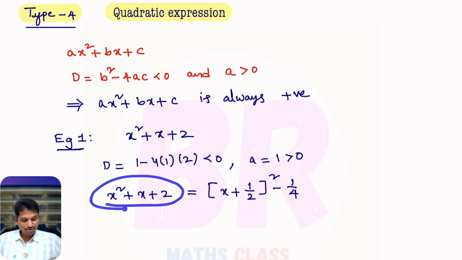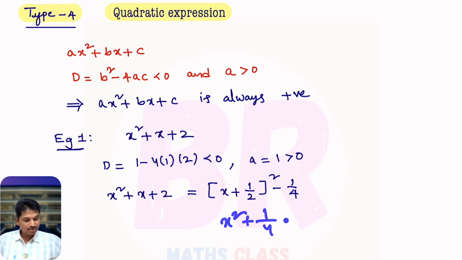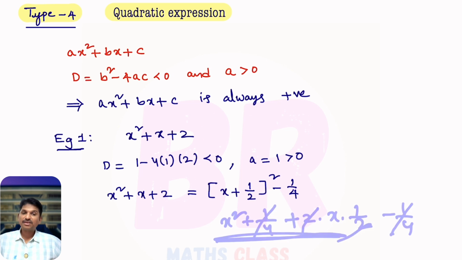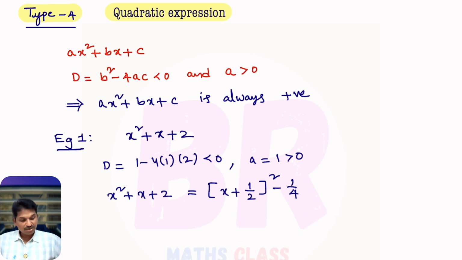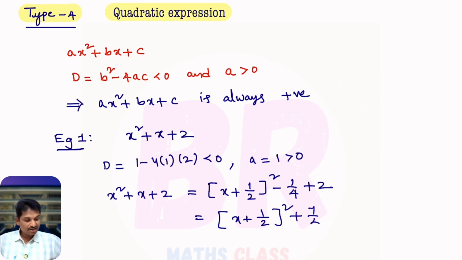This expression is clearly positive. Why it is positive, I am trying to explain here. When you simplify this, what will you get? You will get x square plus x. If you want, you can check. Expand this: x square plus 1 by 4 plus 2 into x into 1 by 2 minus 1 by 4. You see, plus 1 by 4 minus 1 by 4 will get cancelled. X square plus x, right? What is the extra here? Plus 2. That plus 2 you write. You simplify this, what will you get? X plus 1 by 2 whole square, and here you observe minus 1 by 4 plus 2. That is minus 1 plus 8 by 4, that is plus 7 by 4.